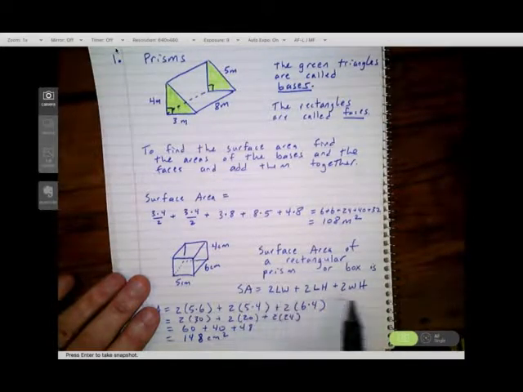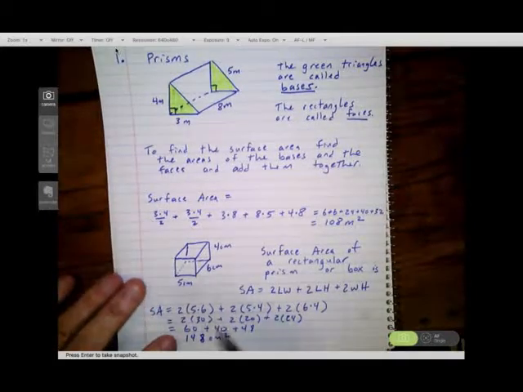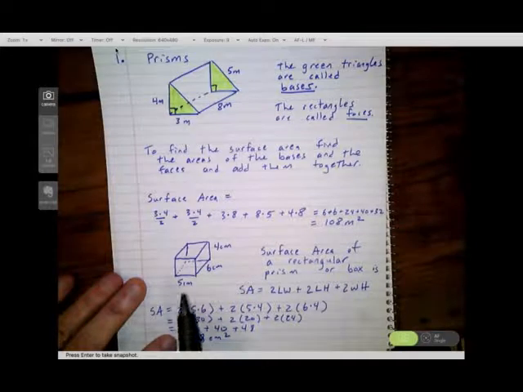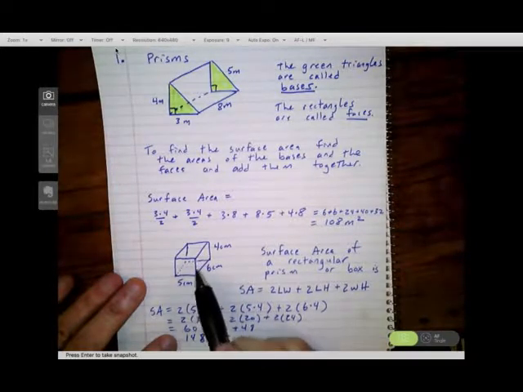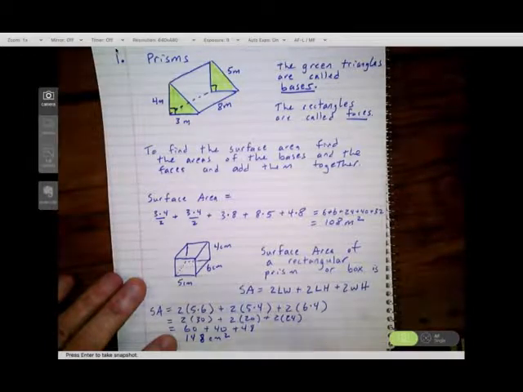Okay, so we can use this formula. So I'm going to call 5 the length and 6 the width and 4 the height. Okay, so 2 times length times width. So 2 times 5 times 6. Again, the 2 comes from the fact that there's two rectangles, the top and the bottom, that are the same. Okay, 2 times length times height.